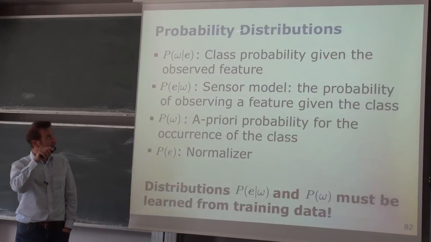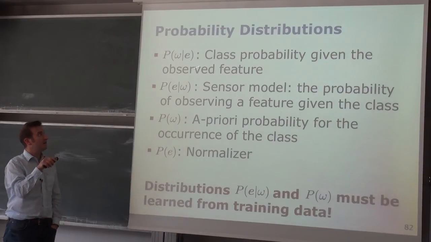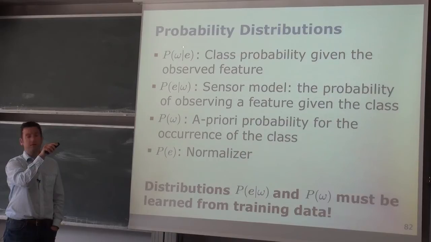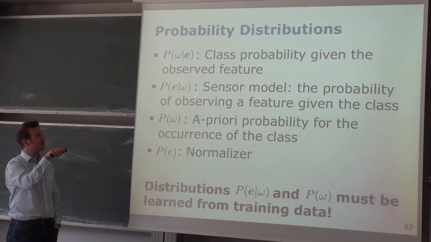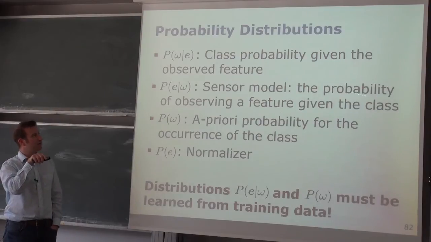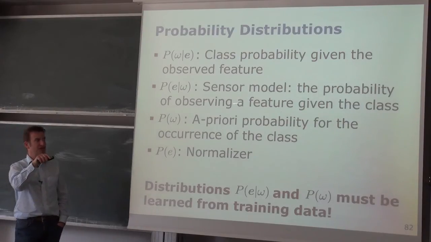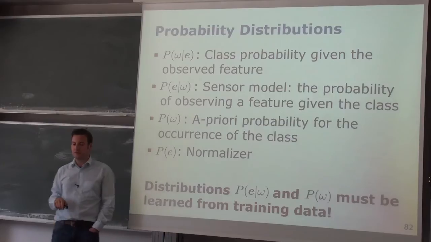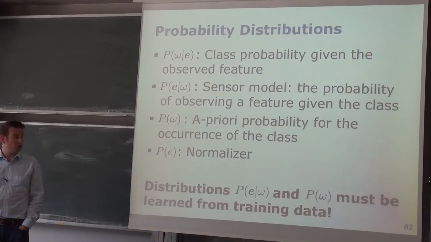Again, just to have everything on a single slide. We have here the class probability given an observed feature, that's what I want to have. But computing this is typically tricky. Therefore, I use Bayes' rule to switch that around. This is a sensor model or observation model: the probability of observing a feature given a class, and this is much easier to obtain from training data. This is the prior probability for the occurrence of a class, and something which is basically a normalizer. So those two elements over here. This is a normalizer, it's the same for all classes. Those are the two quantities that I need to know in order to have that.